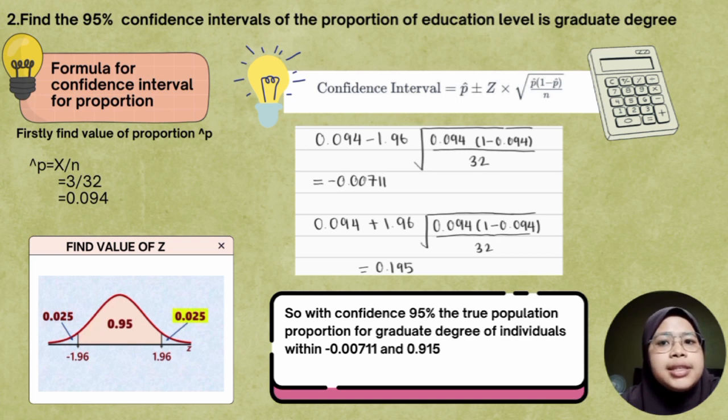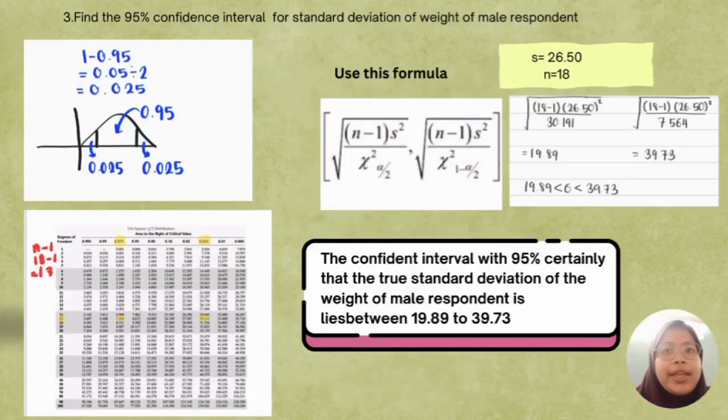So the answer is negative 0.00711 and 0.195. So with confidence interval at 95%, the true proportion of individuals with a graduate degree is between negative 0.00711 and 0.195.